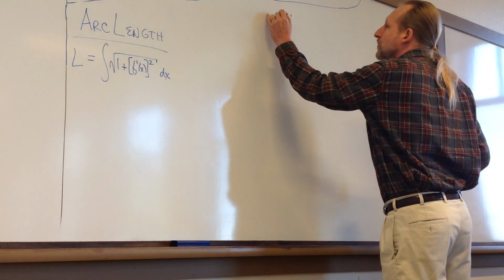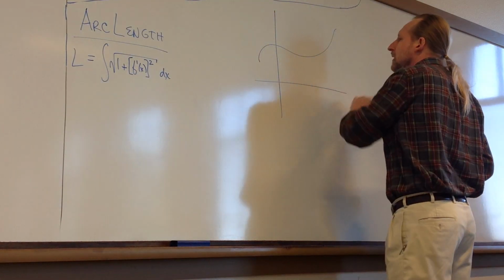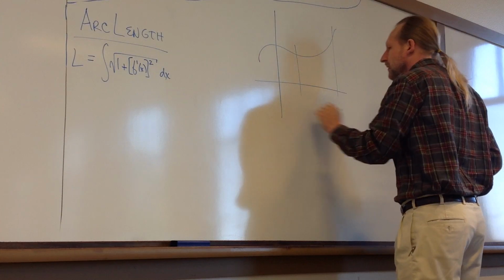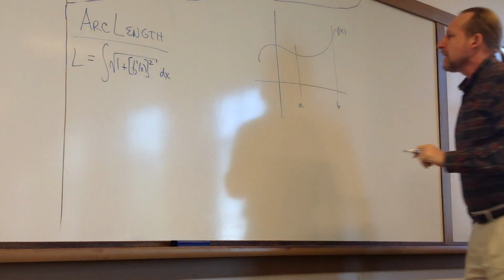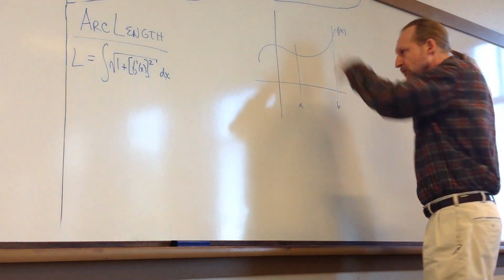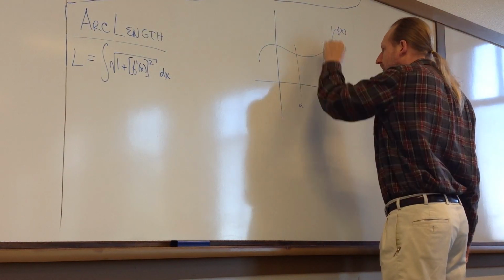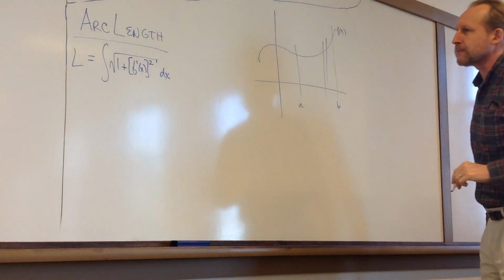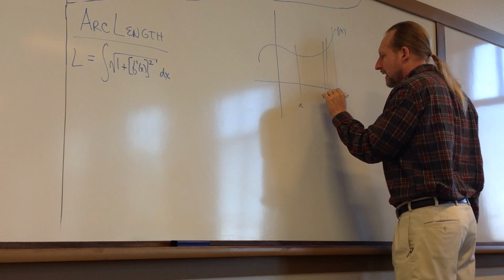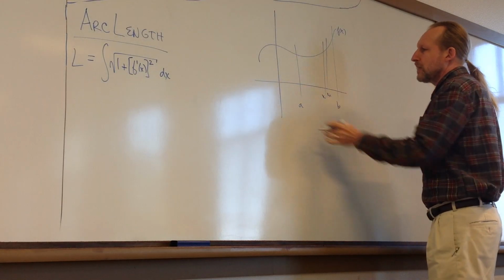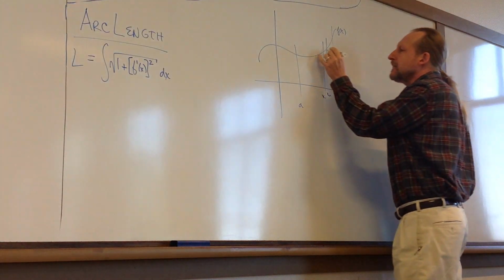So where does the formula come from? Well, here's our f of x function between a and b. And the idea is, again, we want to chop it up into little pieces. So let's just look at one of these little sections right here. This is going to be x of i and x of i plus 1, and they're going to run all the way between a and b.